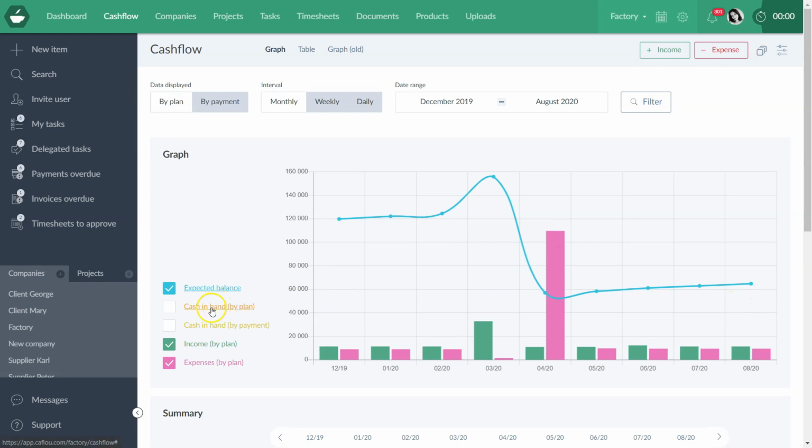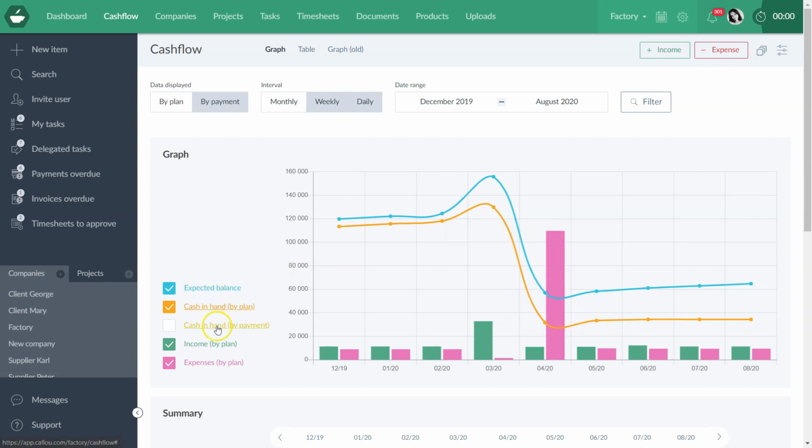And then let's look at cash in hand. Cash in hand, you see it kind of mimics the expected balance. Cash in hand is actually a data set which only considers paid items. So we look at income and expenses that have already been paid. So this line actually shows your real cash in hand, say in May or in June.